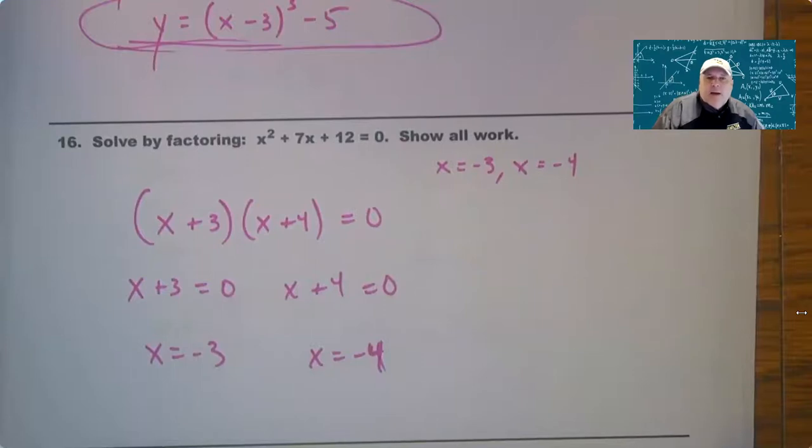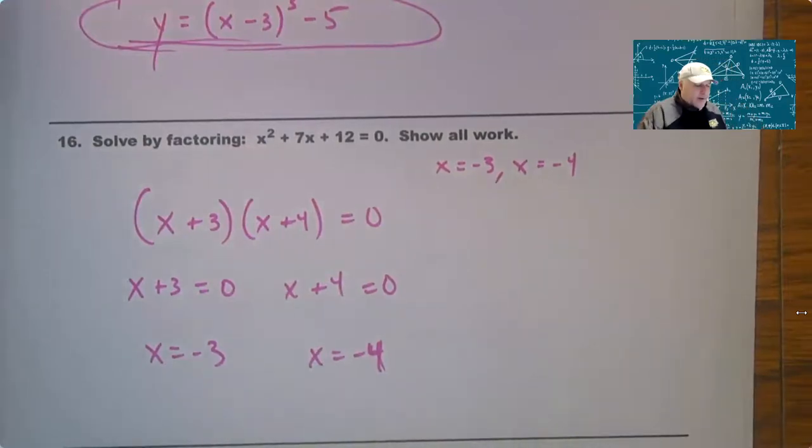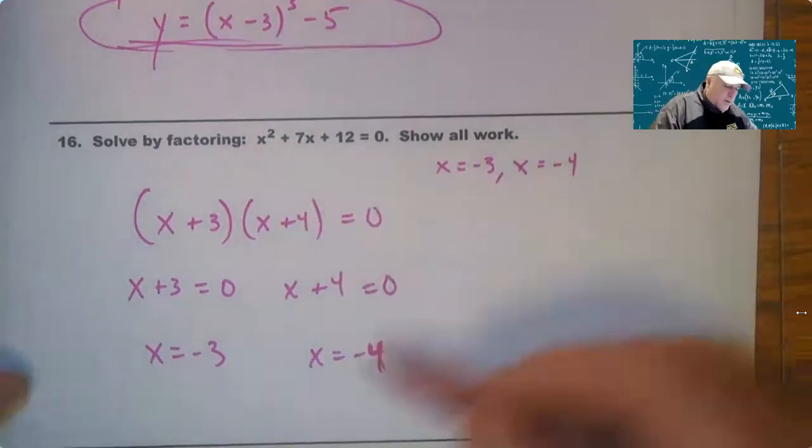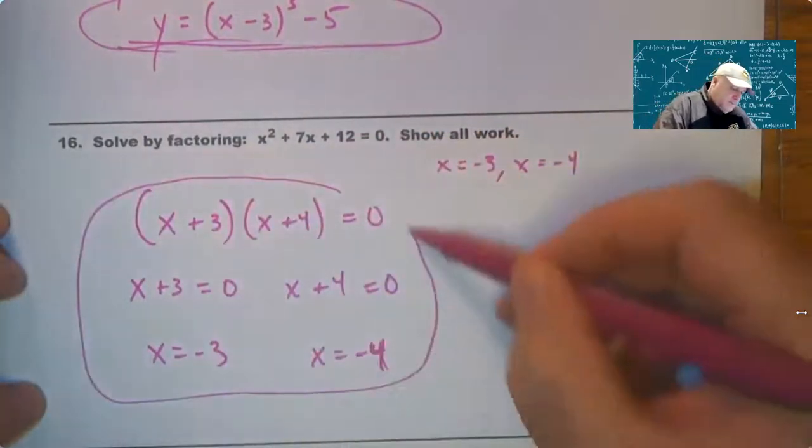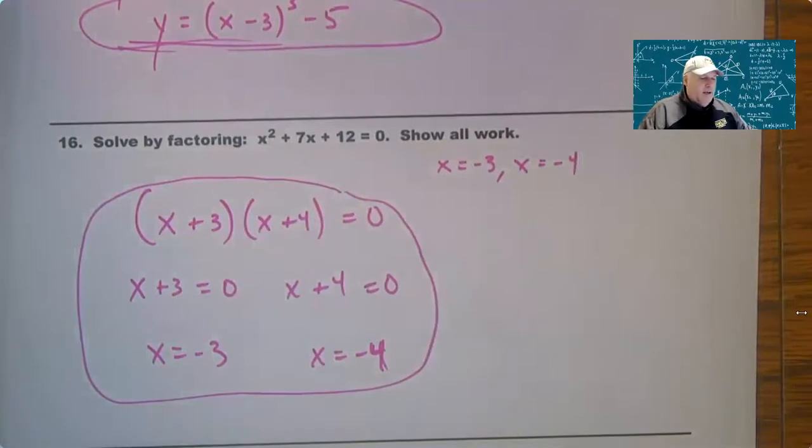You could also do the factoring by sight. Two numbers that multiply to 12 and add to 7 at the same time, 3 and 4. In other words, you can do the reverse FOIL, but you do have to show this. This is the work here. Okay, and that is practice quiz 1 for the third quiz in Algebra 2 in the second try.